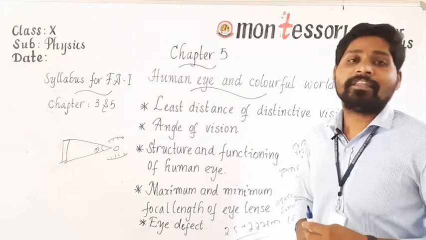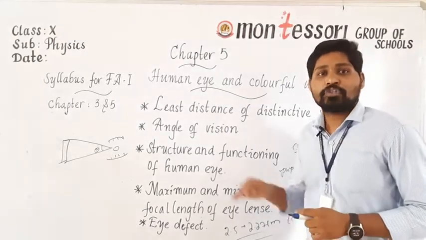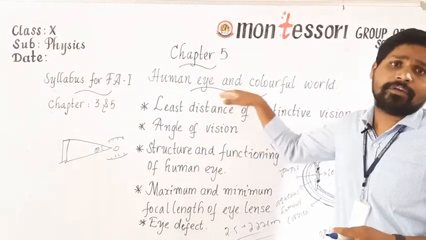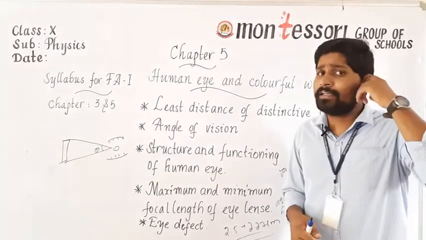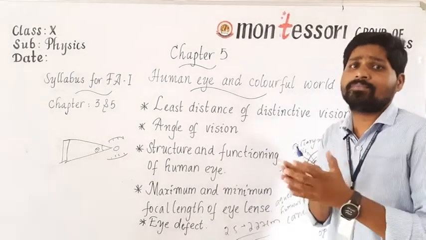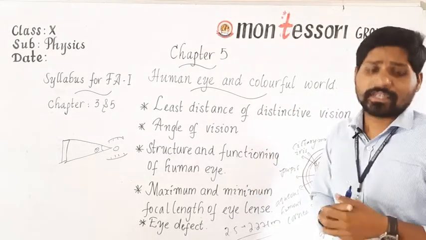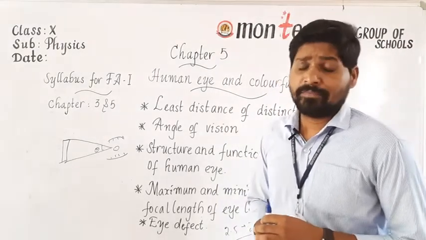Sir, how can we find the maximum focal length of the eye lens? In order to find the maximum focal length of the eye lens, we should keep the object at infinity. Sir, then how can we find the minimum focal length of the eye lens? We should keep the object between the least distance of distinct vision and infinity. Afterwards, by using the lens formula, we can find the maximum and minimum focal length of the eye lens.